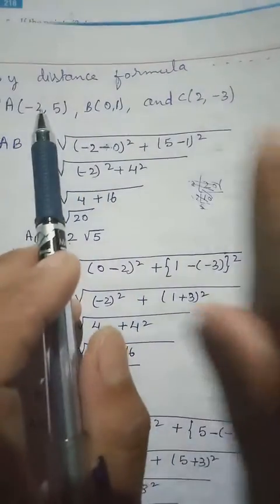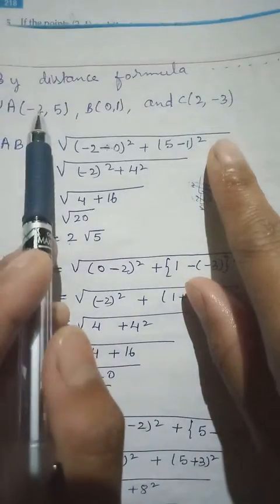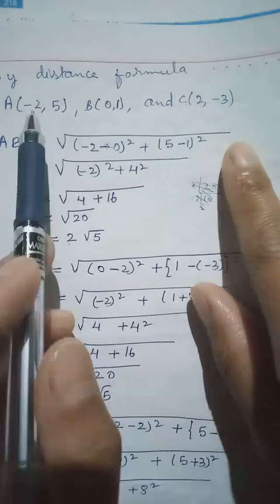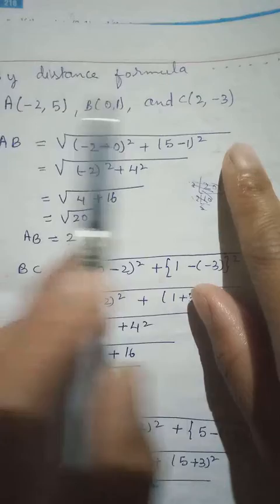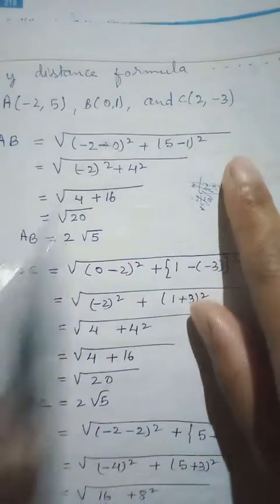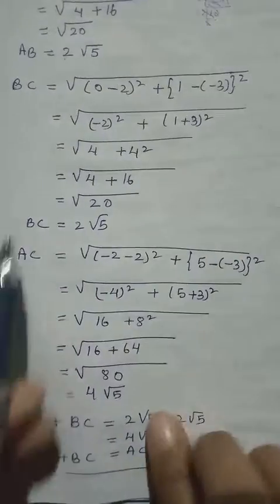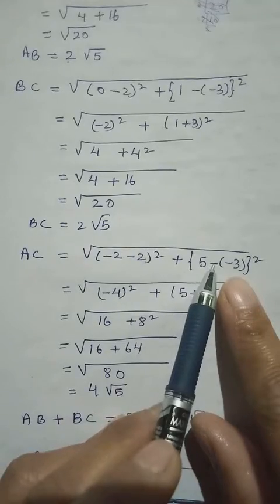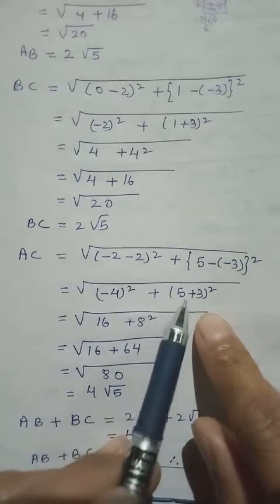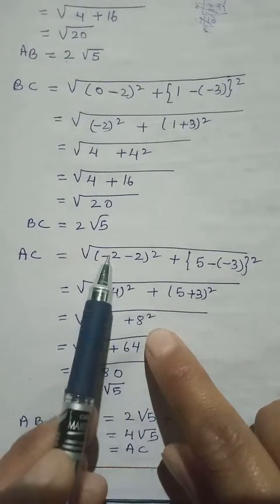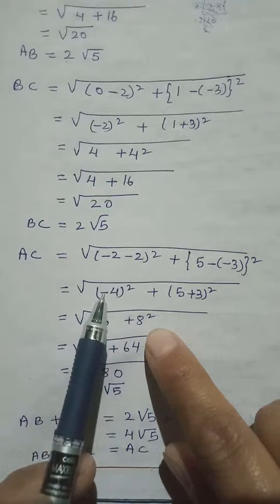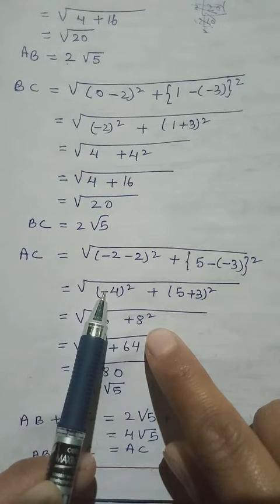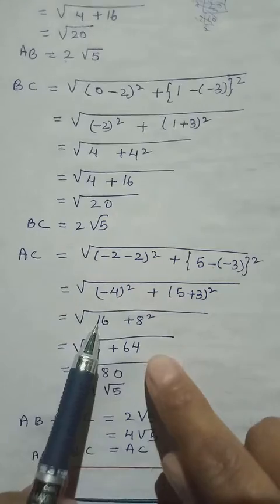Then next, you can take AC. Minus 2 with minus 2. Then 5. Again, we have double here. So you can write those minus to minus plus. So it will become 8. 8 into 8, 64. Here both are minus. You can plus. Minus to minus becomes plus, 4 into 4, 16.